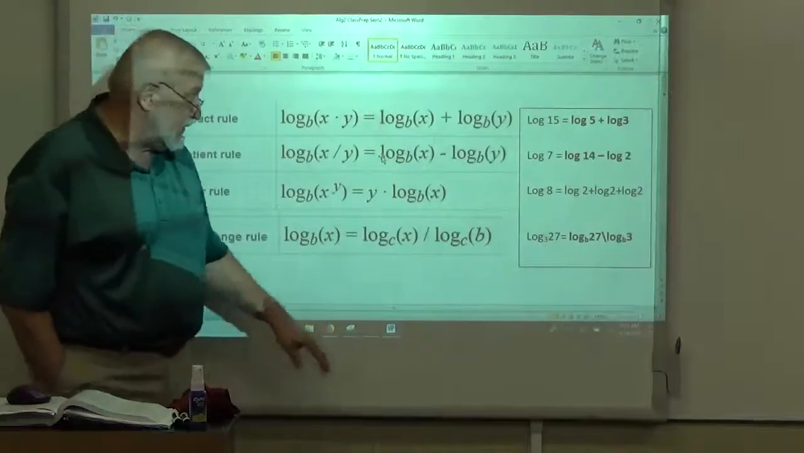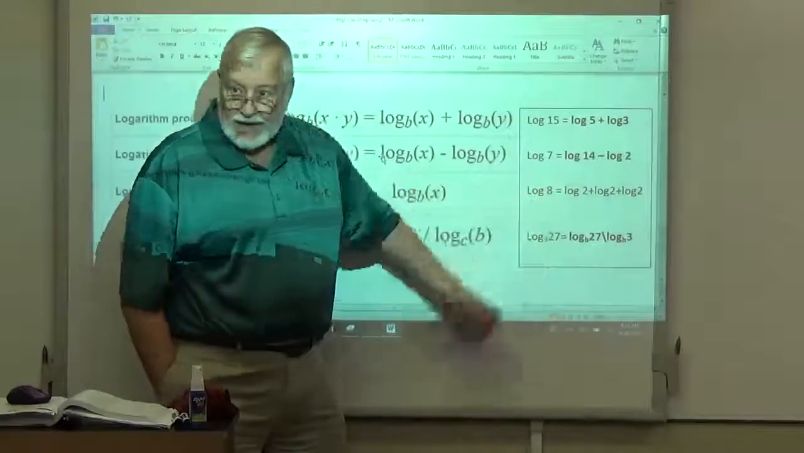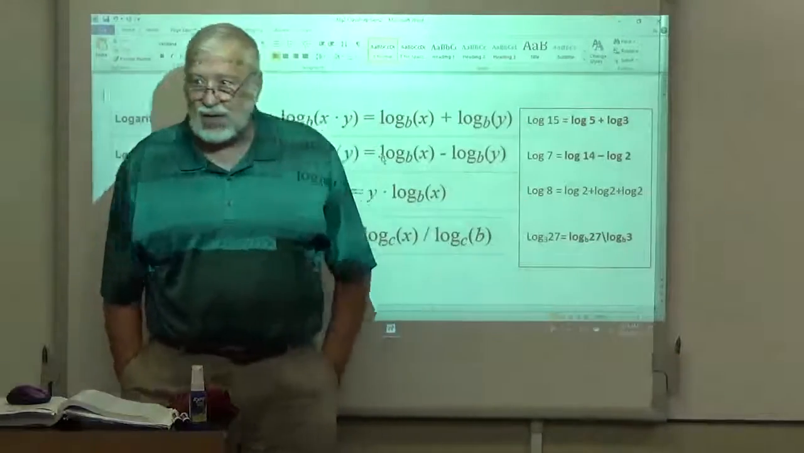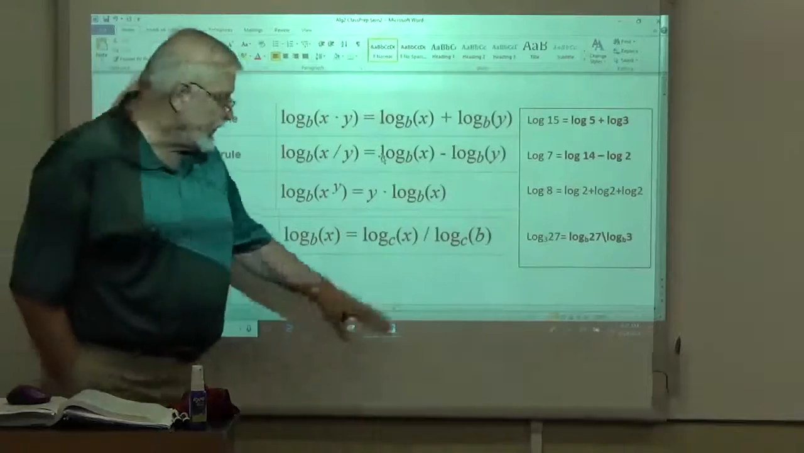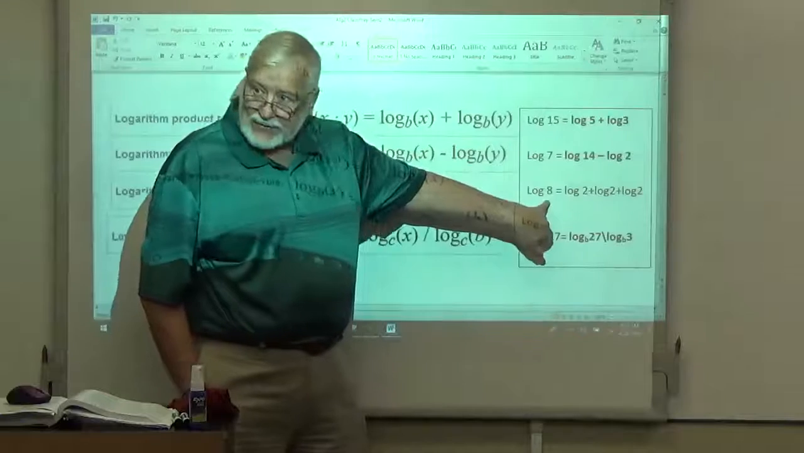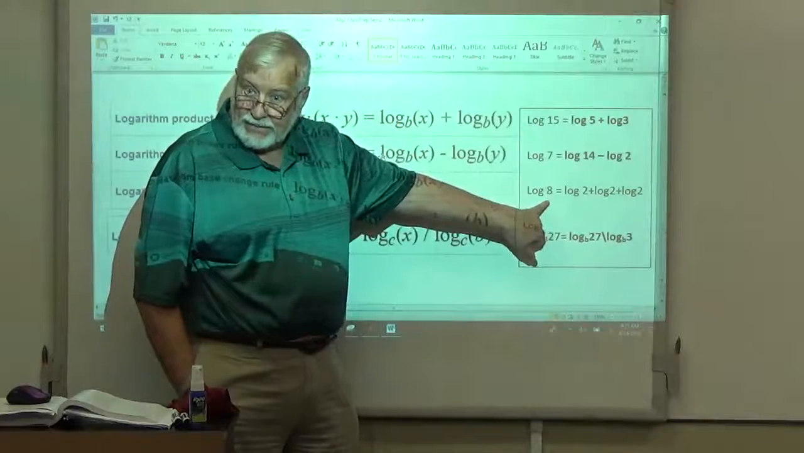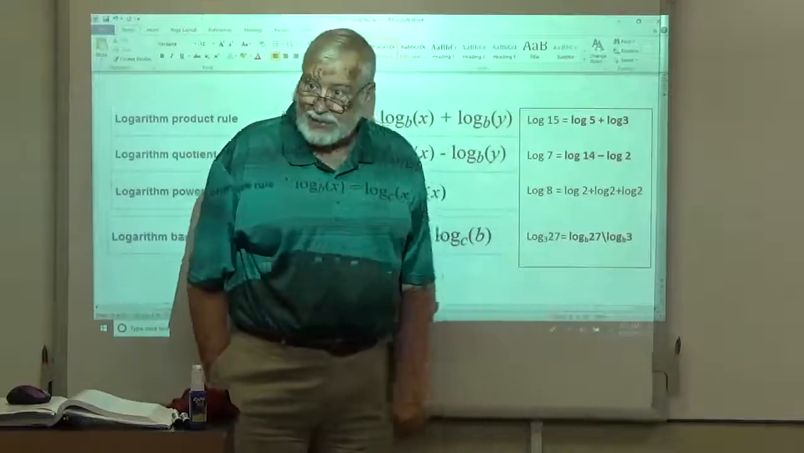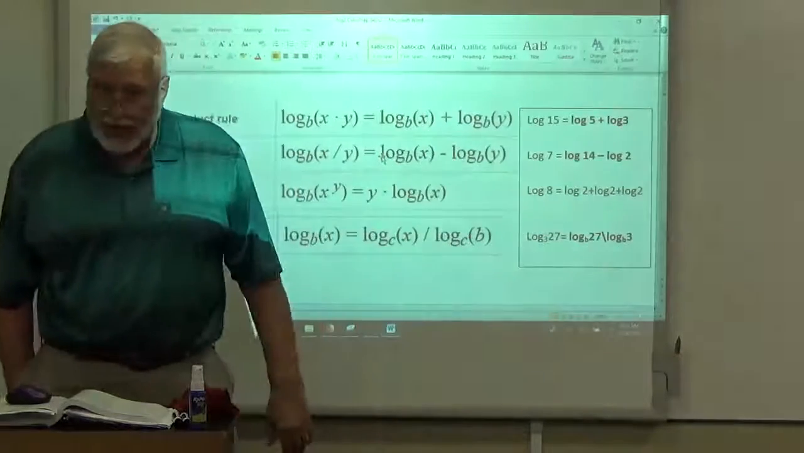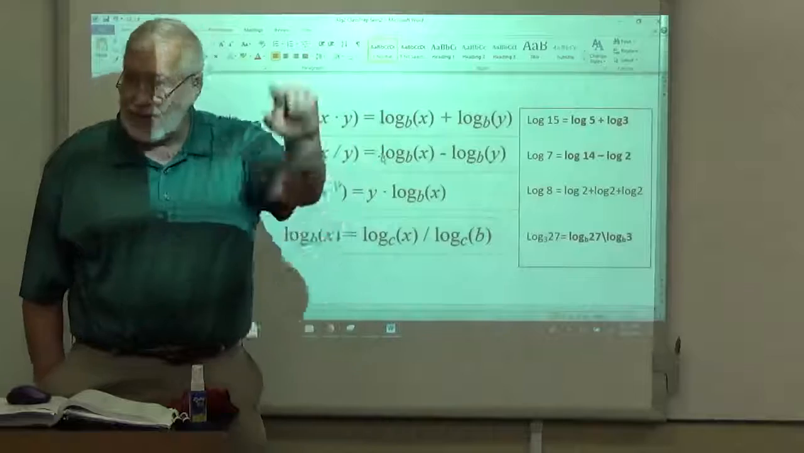You think of it this way. The log of 8 is equal to what? What does 8 equal as a power? Does it equal 2 to the third power? So I have 2 times 2 times 2. And if I do that, I could say log 2 plus log 2 plus log 2, but there's a faster way, and that is to say 3 times the log of 2.